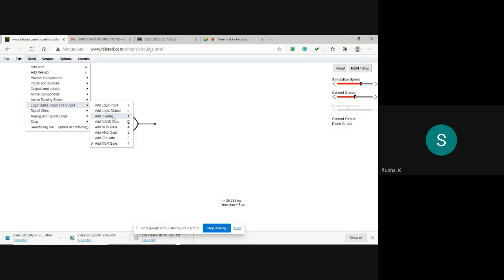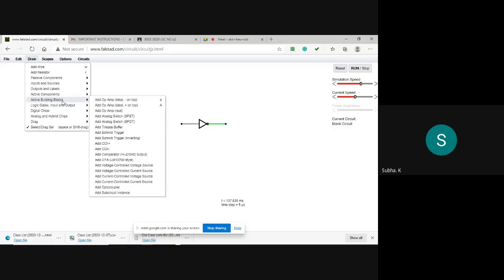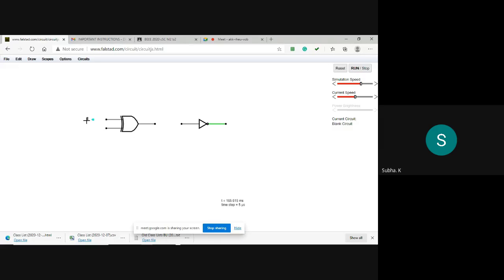Inverter. Two logic inputs I am giving as usual. And output I am giving you. This is how you can verify XNOR. Let's see whether it works or not. I am connecting everything by wire. Okay, so let me see.